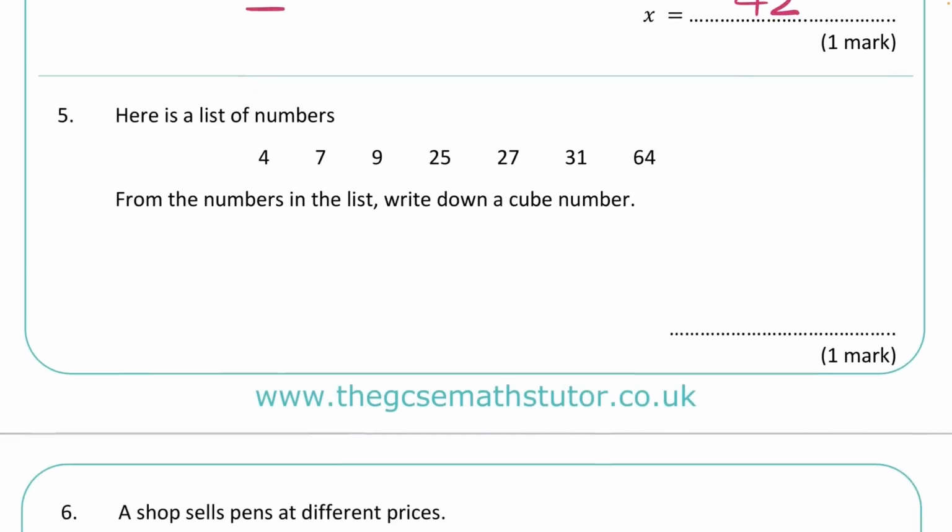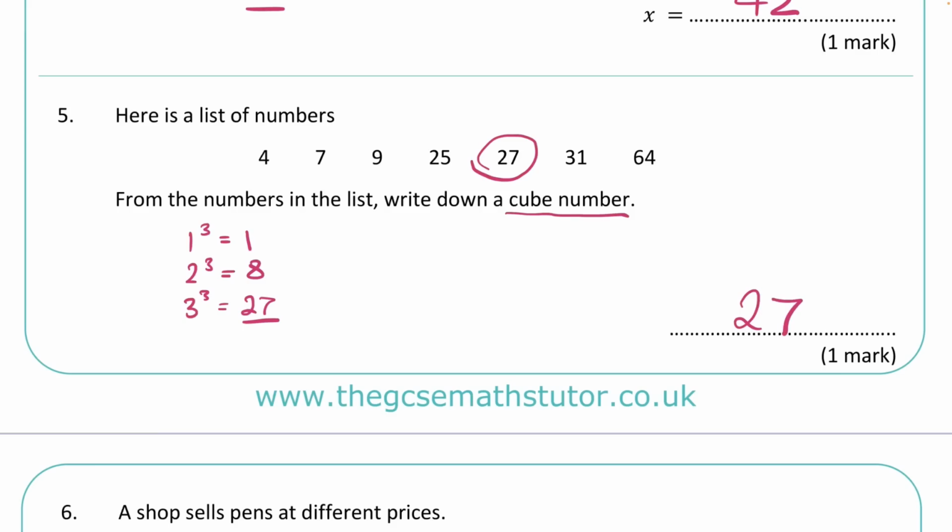Question 5 here is looking at a list of numbers and asking us to write down a cube number. Make sure you don't confuse a cube number with a square number. You have a button on your calculator for your power of 2 and for your power of 3. So worst case scenario, just write them into your calculator. 1 cubed is equal to 1, 2 cubed is equal to 8, and so on until you hit a number in this list. The next number is 3 cubed, and that is equal to 27, and 27 is within our list. So 27 is a number that we could choose.